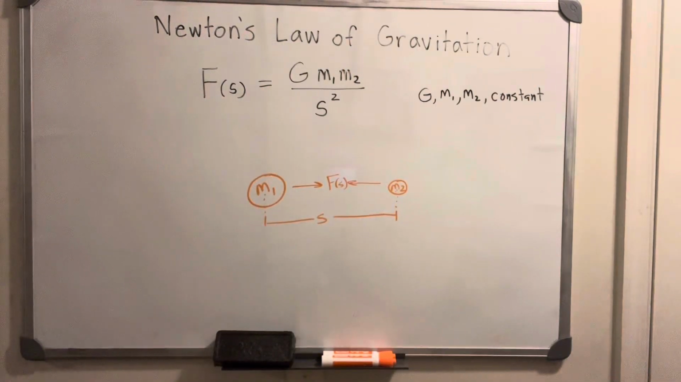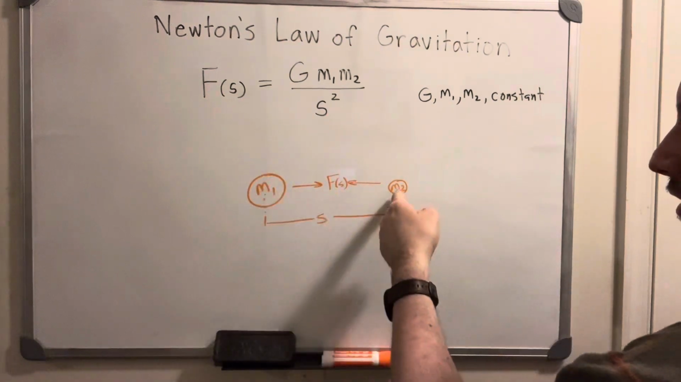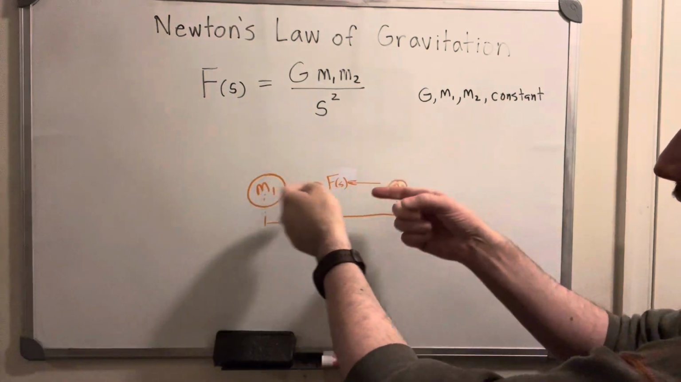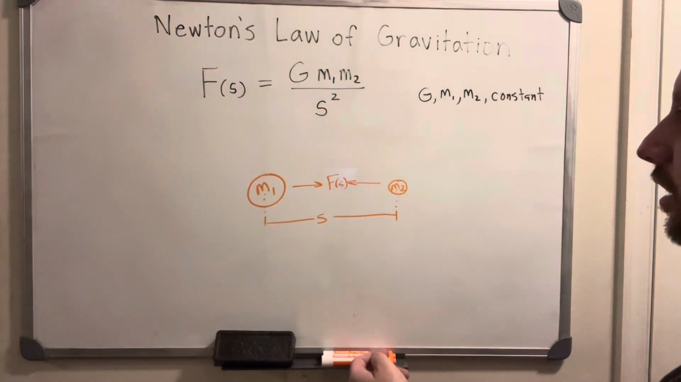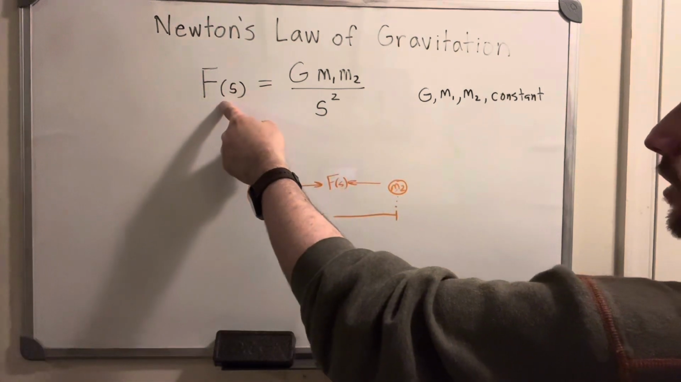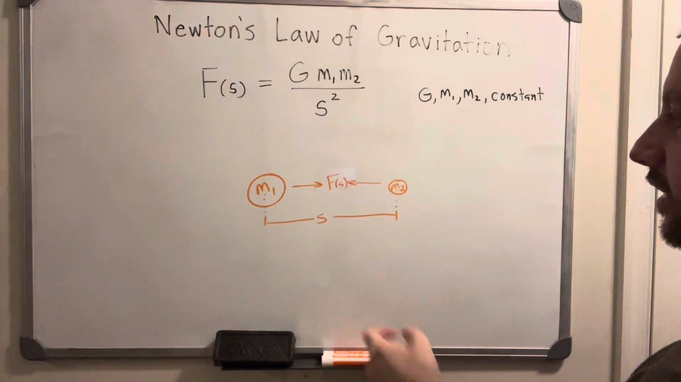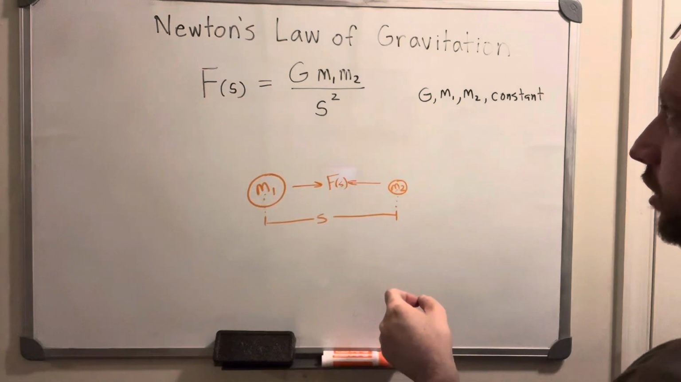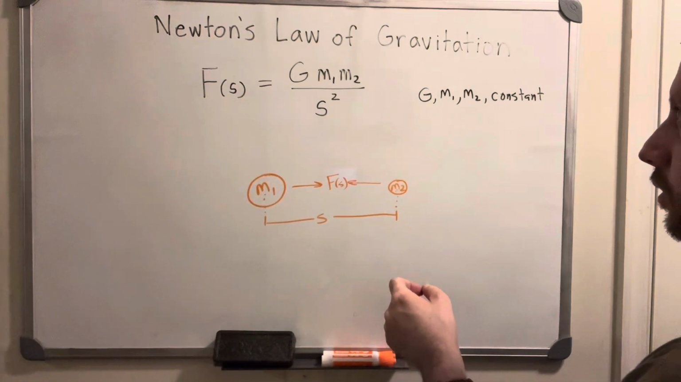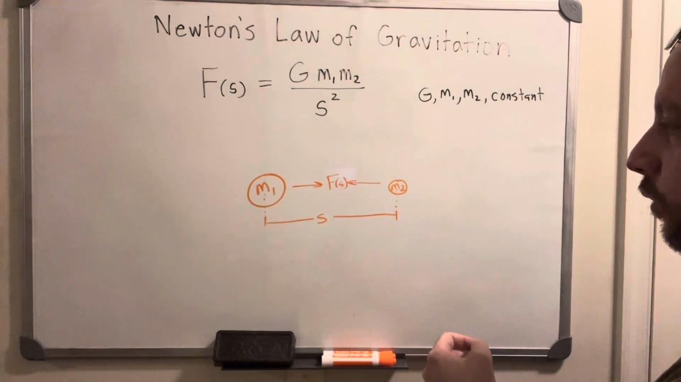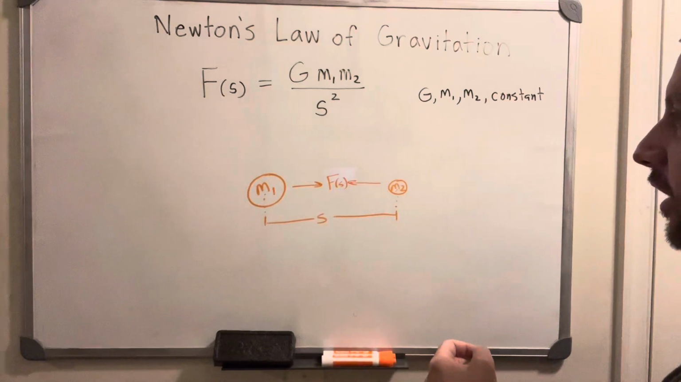This problem starts out with Newton's law of gravitation, and here we have two masses that are separated by some distance s, and there's a force of attraction between them due to gravity. It says that the attraction force due to gravity F as a function of the distance between the two particles is G times m1 times m2, which are constants, over s squared, where s is the distance between them.